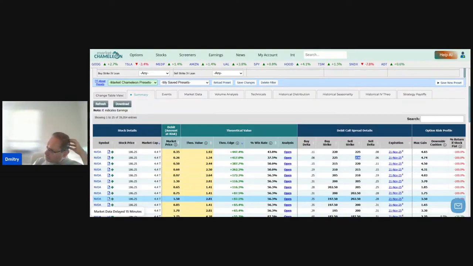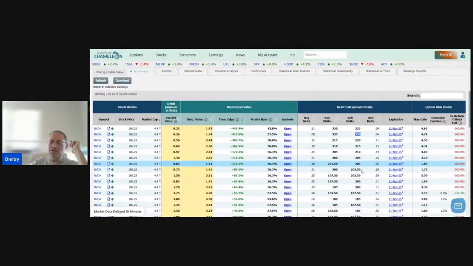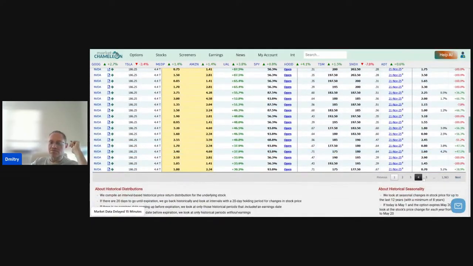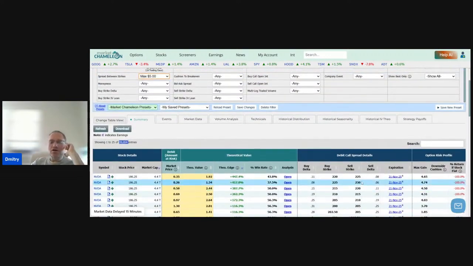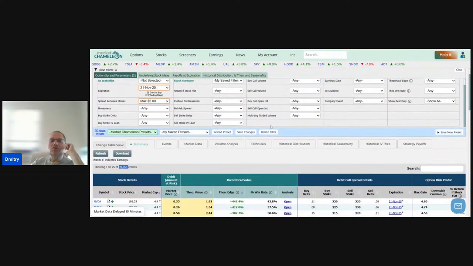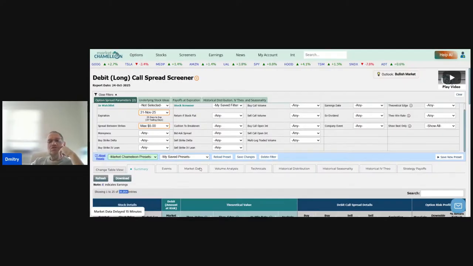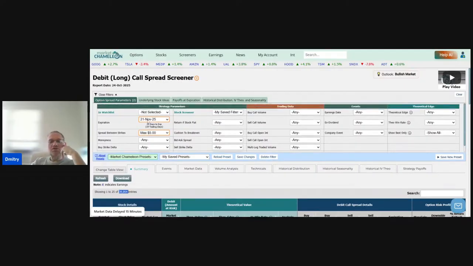When we're trying to analyze different call spreads, you can see here just in NVIDIA alone, sorted by market cap, there are many different combinations. If we tab through, there are over 1,500 pages and over 39,000 call spreads just in the November 21st expiration in our table.